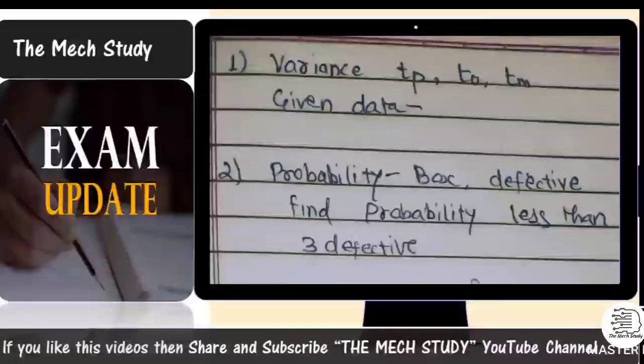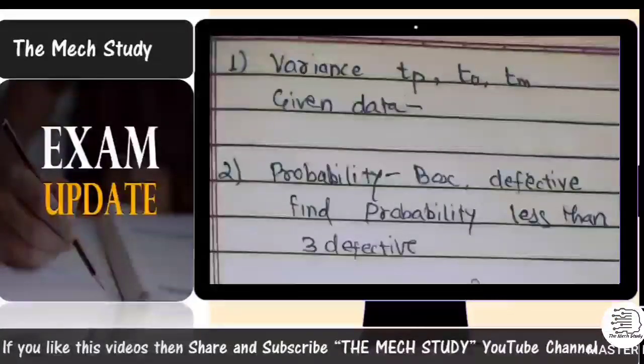The first question is related to variance, where you need to calculate the variance and standard deviation. They will provide three times. This is the basic question of industrial engineering. If you have an idea about the basics of PERT and CPM, then you know how to solve this type of question.